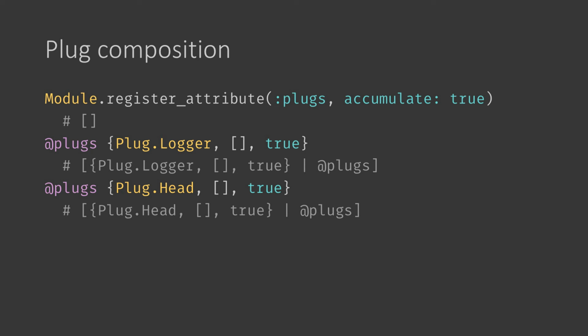Here it's kind of similar, but it's all happening in the same location. So it doesn't make a lot of sense, but here we're accumulating this into a single list, and essentially all we're doing is just pushing that into the front of the list. If you notice, this will be in reverse order, right? So we start with an empty list, and then we push the plug logger onto it, and then we push head, so they're in reverse order from what we've called. That's important in the compilation process, because the compilation process takes that into account and compiles them in the right order.